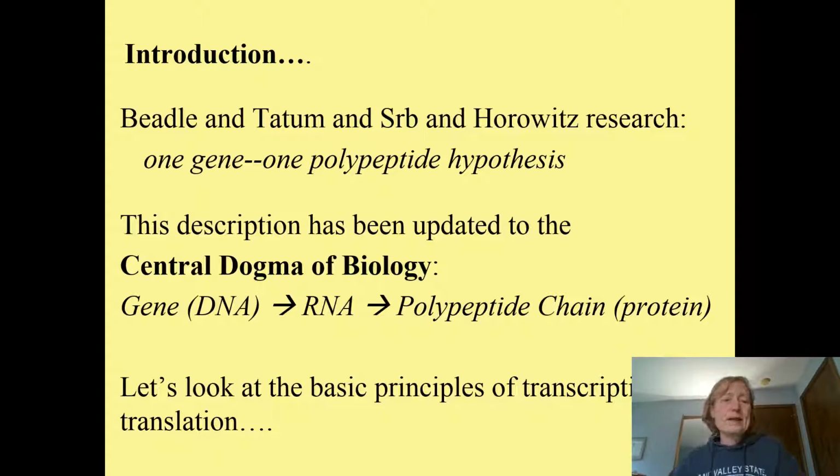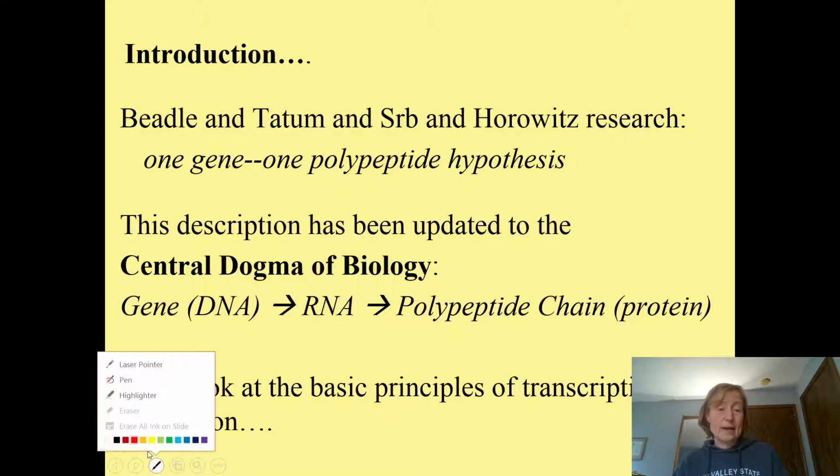Okay? This description has been updated. In the 1960s, I believe, James Watson said, let's call this the central dogma of biology. So we've got a gene. It's a piece of DNA. That gene codes for the building of a polypeptide chain, all right? But it's not a one-step process. We've got a middleman, if you will.